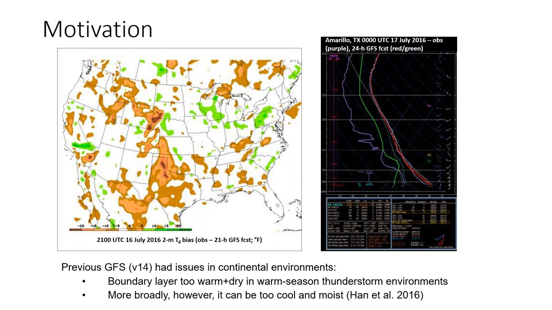On the left figure, you can see in northwestern Texas and western Oklahoma, where a dry line is set up, there's a dry dew point bias of negative 5 to 20 degrees Fahrenheit. So you can see in that area, it is too dry. And then just a couple hours later, the sounding from Amarillo, Texas, shown in purple on the right figure, showed this mixed boundary layer structure, and then the GFS was too warm and dry with this, leading to a more mixed boundary layer. However, more broadly, Hanedal 2016 showed it can be too cool and moist.